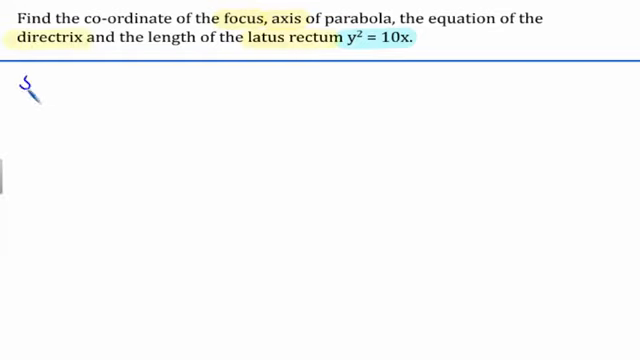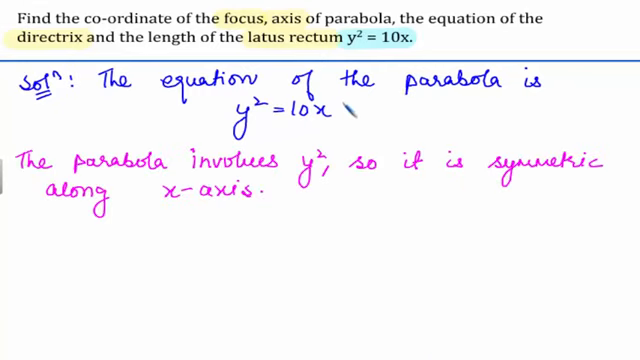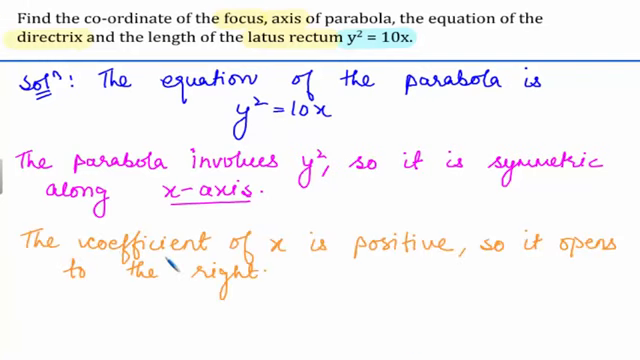The equation of the parabola is y square is equal to 10x. Now as we can see, the equation involves y square. Therefore, the parabola is symmetric along x-axis, and also since the coefficient of x here is positive, the parabola opens to the right.